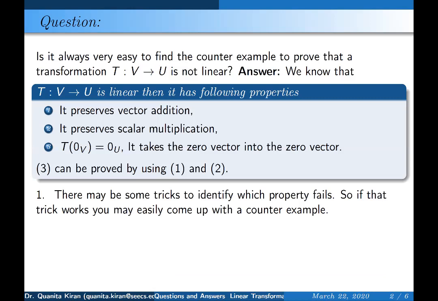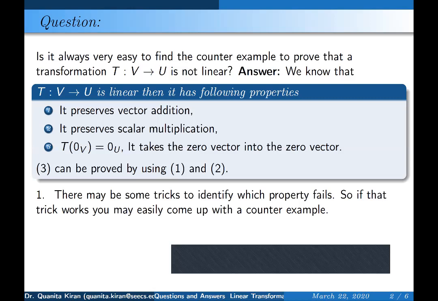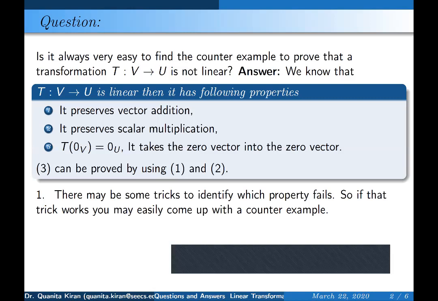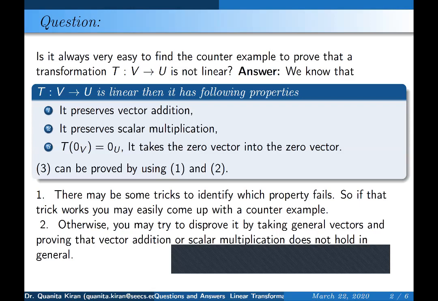Now, to answer the question, I must say that there may be some tricks to identify which one of the properties fails. If that trick works, you may easily come up with the counterexample. Otherwise, if you cannot find such a trick in your particular problem, then you may try to disprove it by taking general vectors and proving that vector addition or scalar multiplication does not hold in general. So let's try it out in the examples.